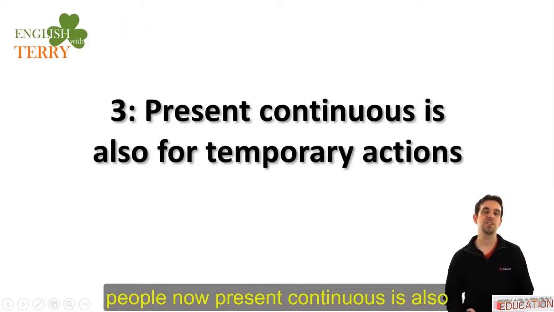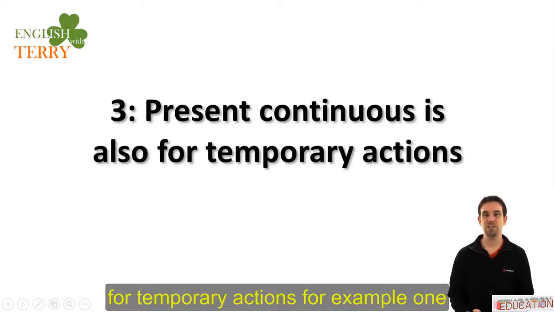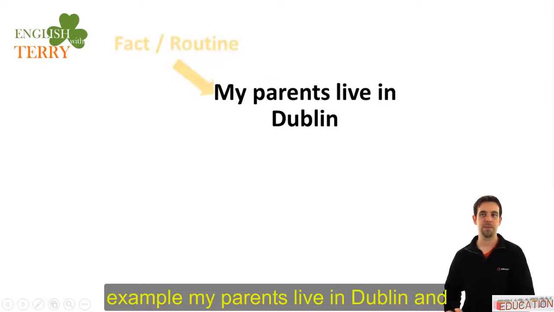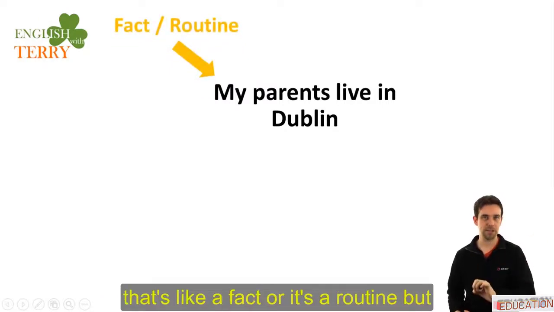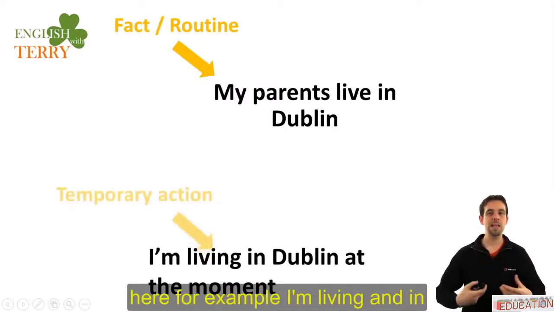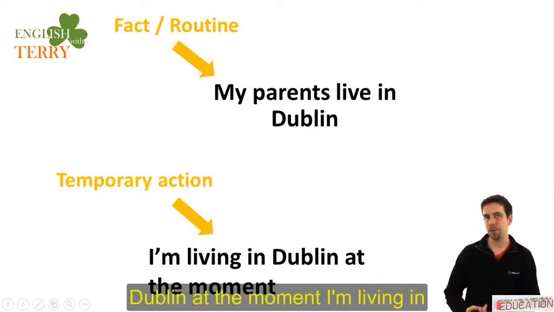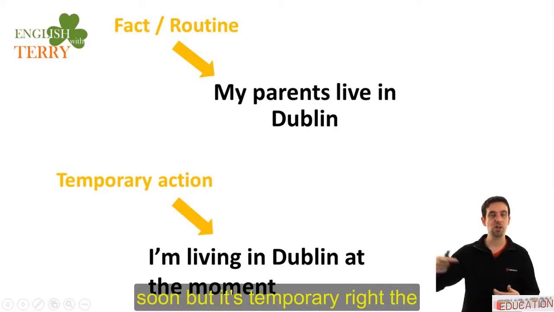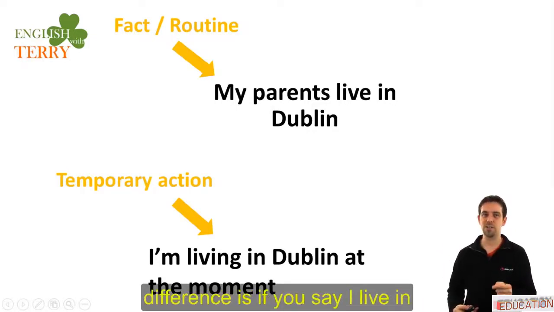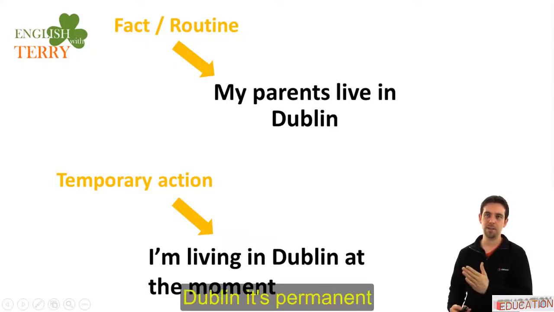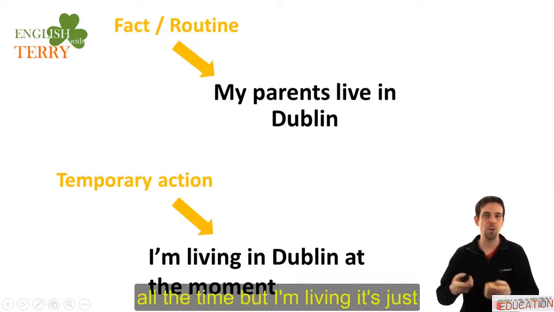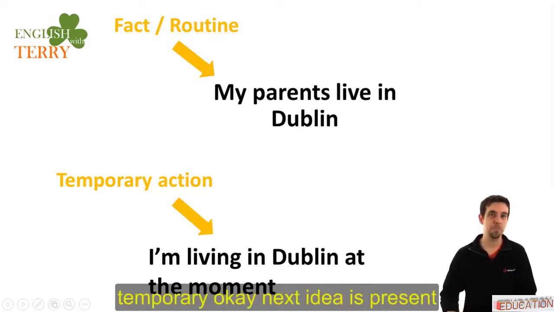Now, present continuous is also for temporary actions. For example, one example is my parents live in Dublin. And that's like a fact or it's a routine. But here, for example, I'm living in Dublin at the moment, but I probably have plans to change soon. But it's temporary, right? The difference is if you say, I live in Dublin, it's permanent. It's your routine. It's where you live all the time. But I'm living, it's just temporary, okay?